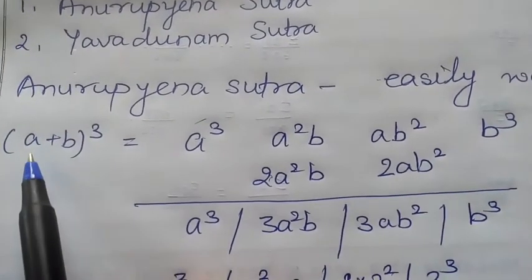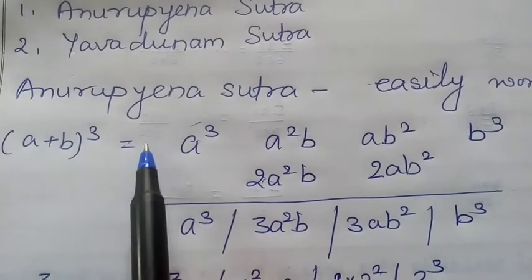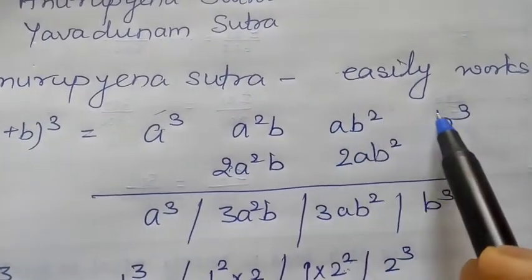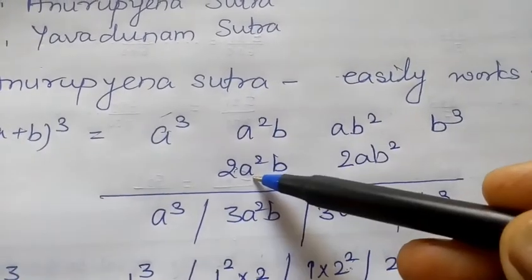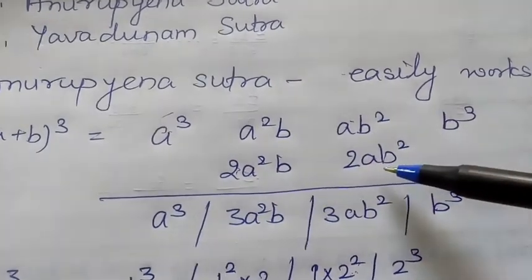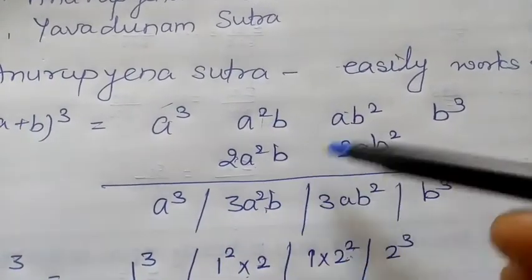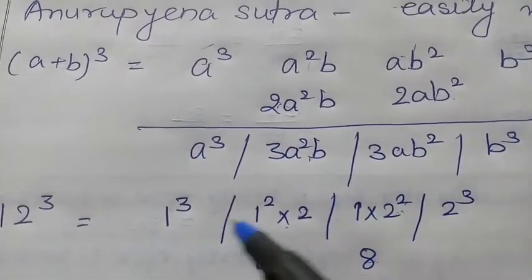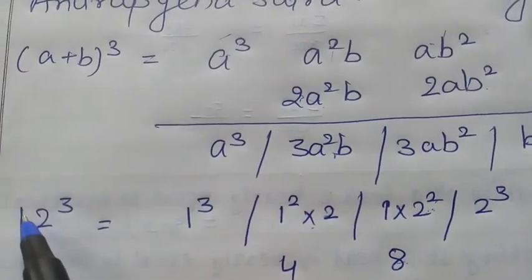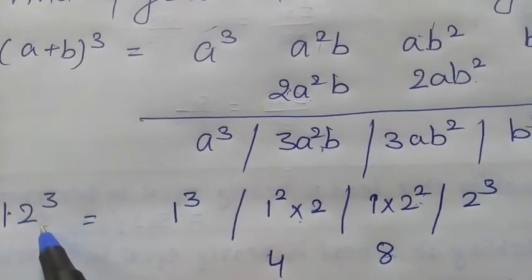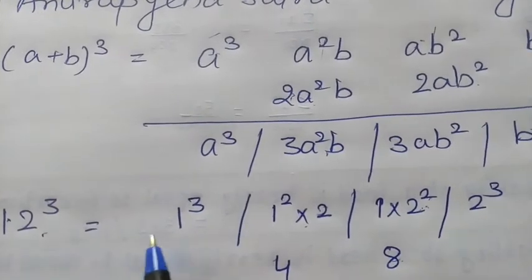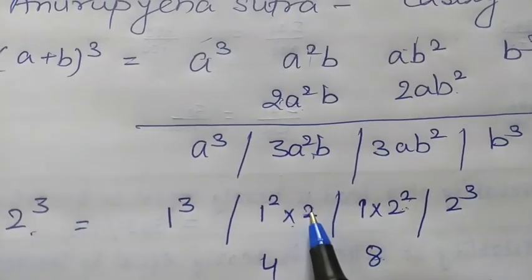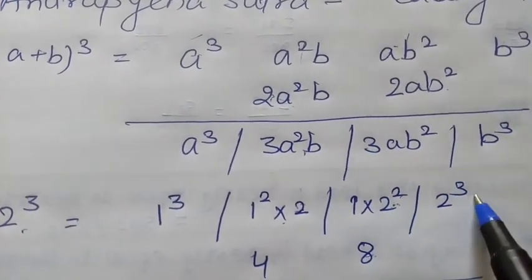The formula for using this: (a plus b) whole cube equals, first we write in a line a cube, a square b, ab square, b cube, and just double it, 2a square b, 2ab square, and add column-wise. So we will get the answer. Here is an example of 12 cube. Here a equals 1 and b equals 2. The first line, a cube, means 1 cube. Then a square b, 1 square into 2. Then 1 into 2 square, and 2 cube.